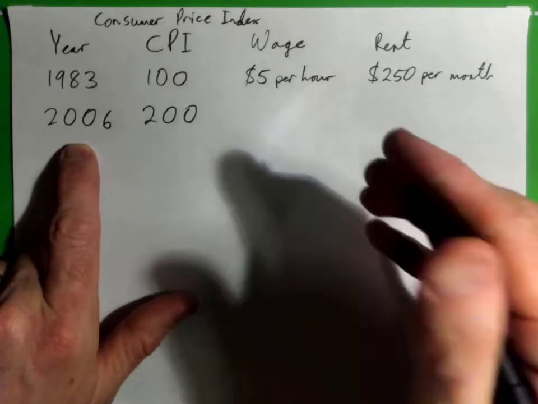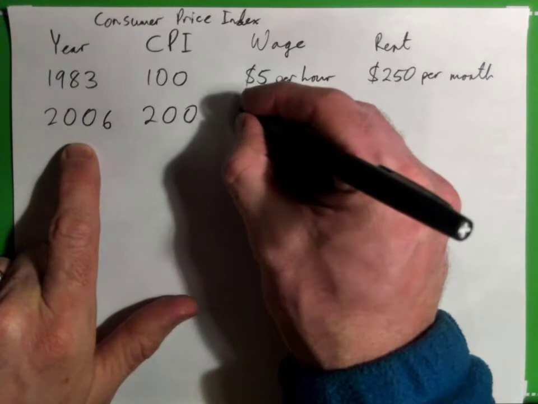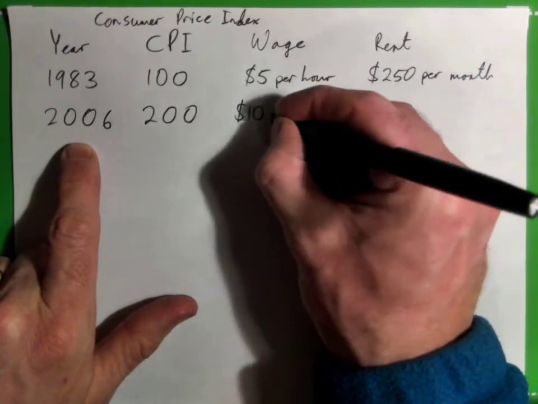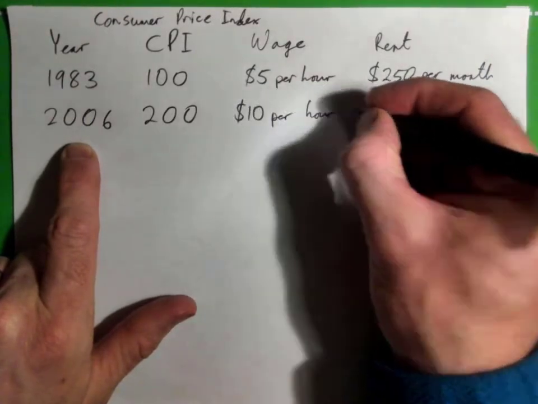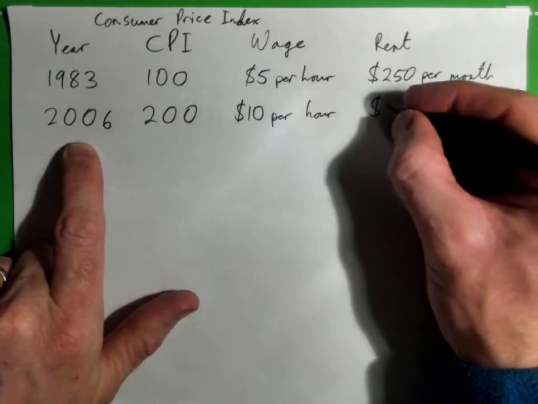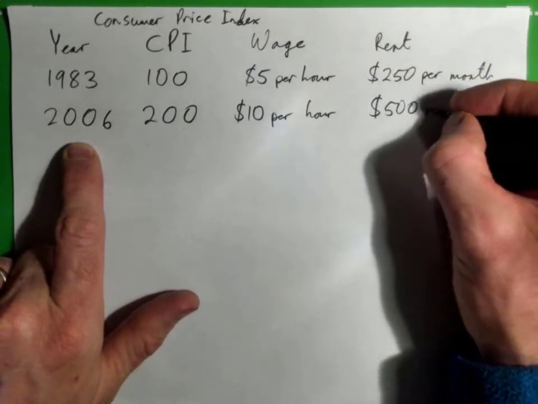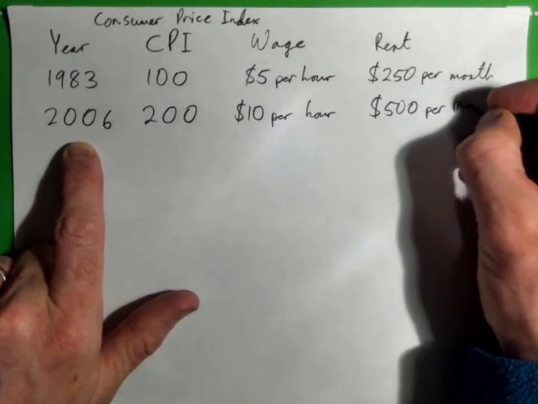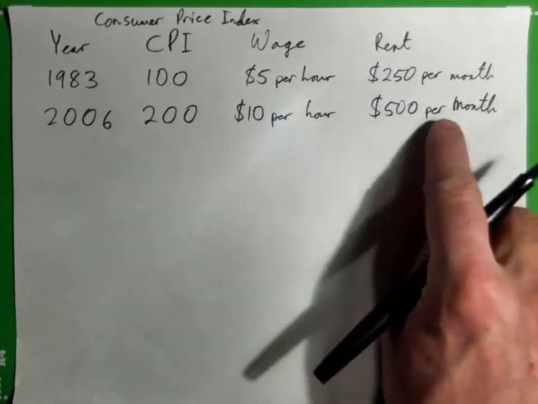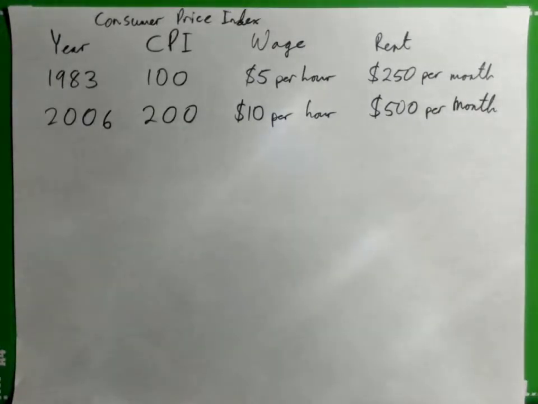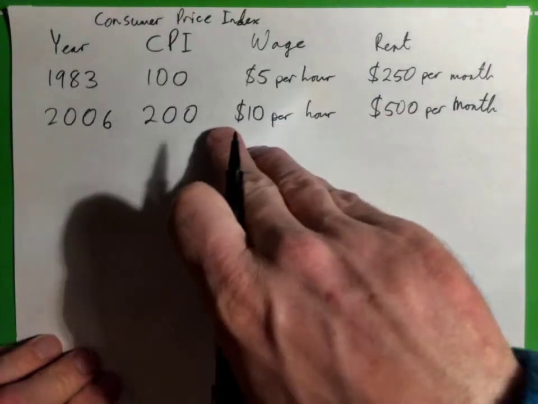Okay. So I hope you all figured out that the wage would have gone to be $10 per hour. The rent would have increased to $500 per month. $500 per month, right? So does that make sense? So things have, on average, doubled in price.